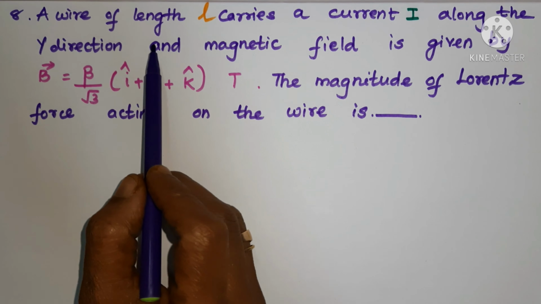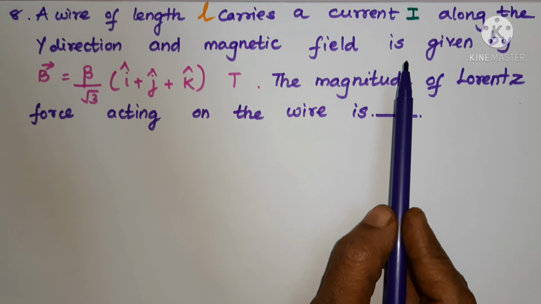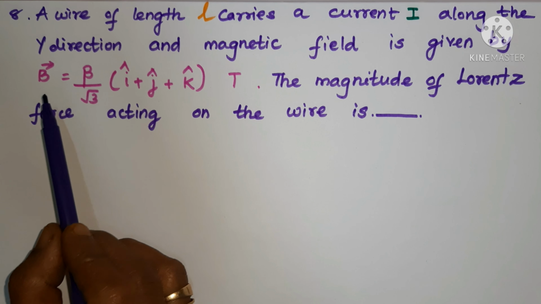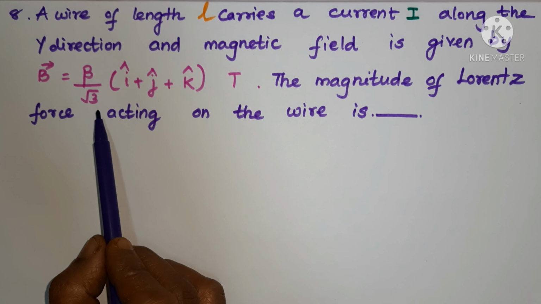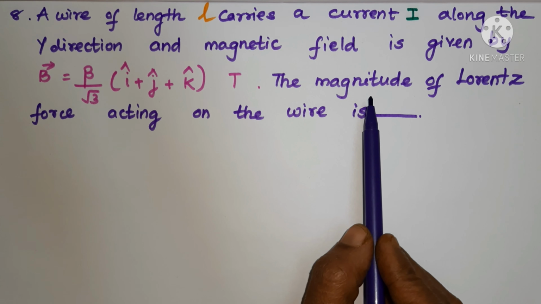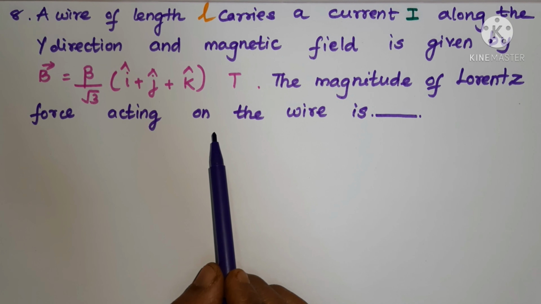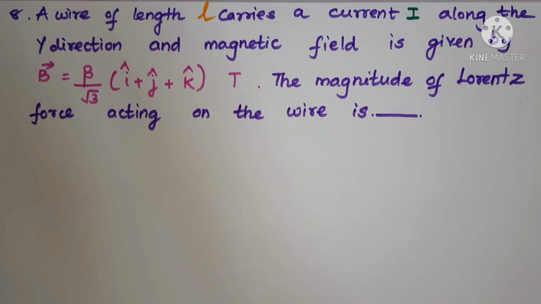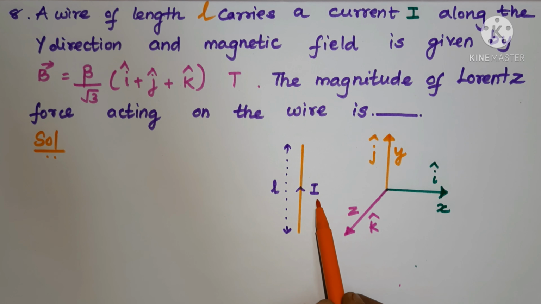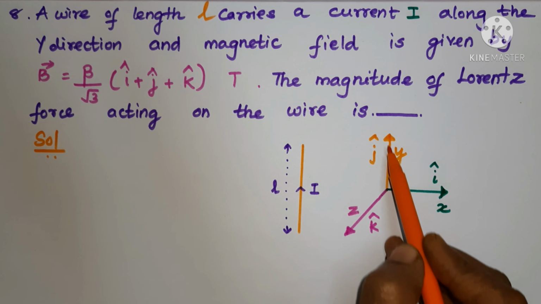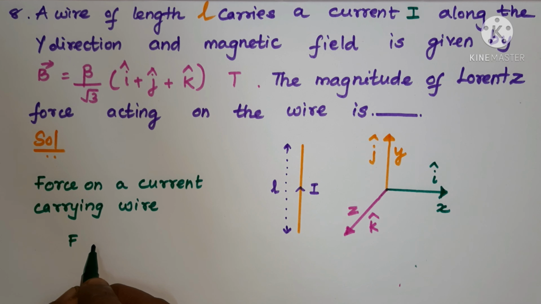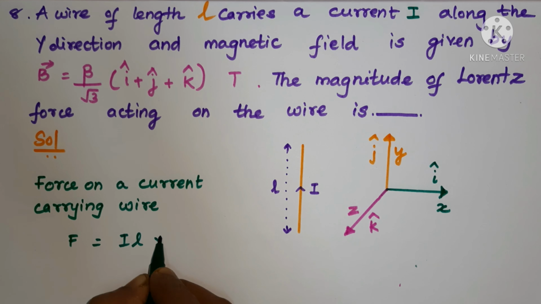Next one. A wire of length L carries a current I along y direction, and the magnetic field is given by B vector is equal to beta by root 3 into i cap plus j cap plus k cap Tesla. The magnitude of Lorentz force acting on the wire is dash. The solution: the wire of length L carries current I along the y direction. The force on a current carrying wire F is equal to I L cross B.